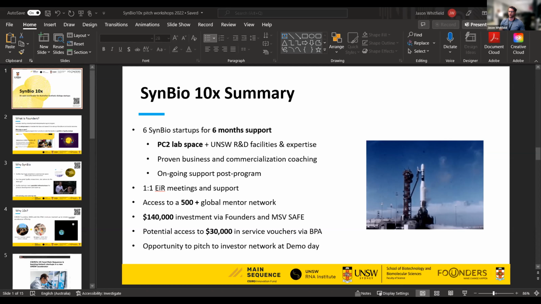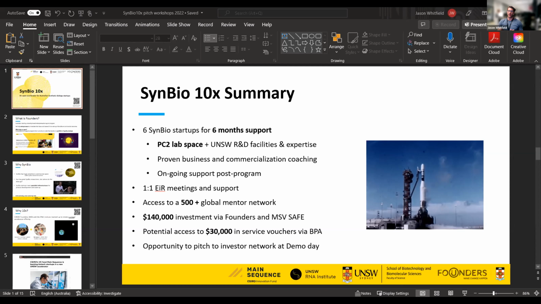And if you don't know what Bioplatforms Australia is, they manage a series of nodes of analytical services. So if you're into any of the omics and you're a startup in this program, you could apply to them and say, we need to use your facilities. And then, if they approve that, they would give you access to 30 grand worth of those services.